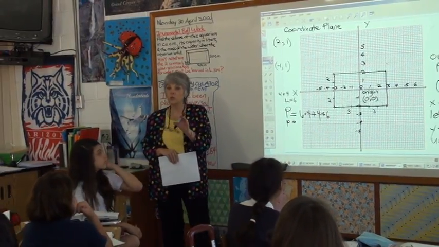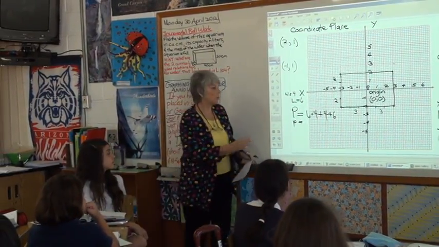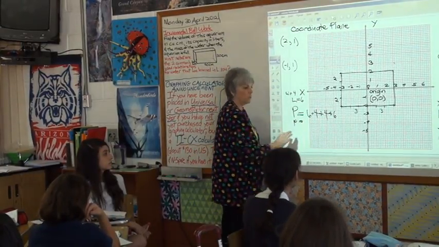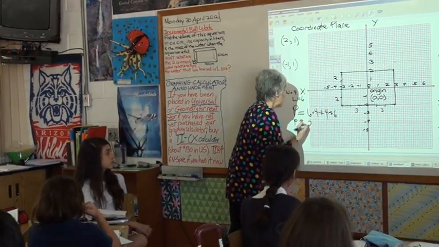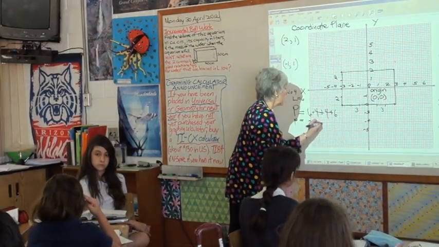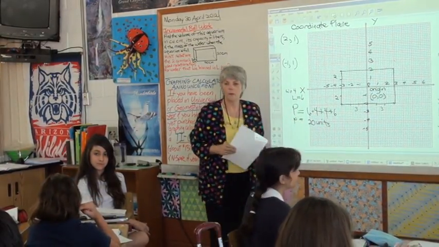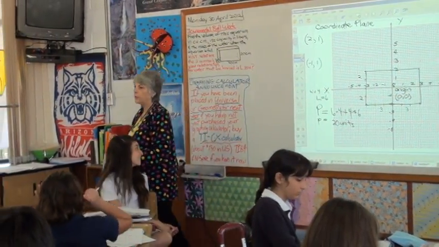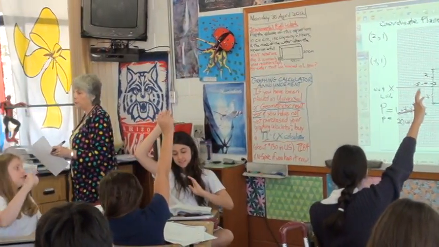Again, look for shortcuts when you're adding. And it's always easier to add 10s together. Okay, so I've got 20 units. Very good. Now, what about area? How do I do area? Offensi, do you remember that formula?